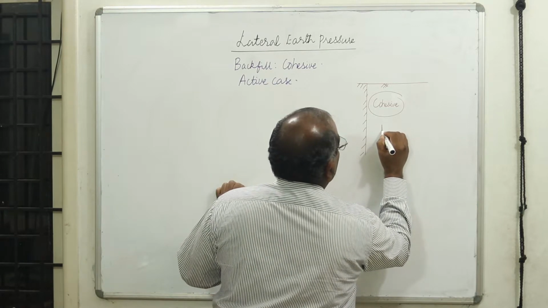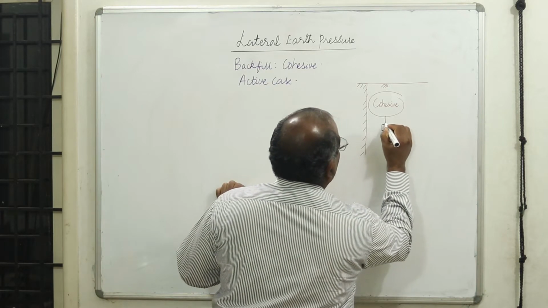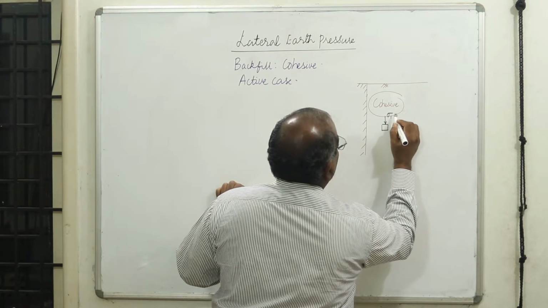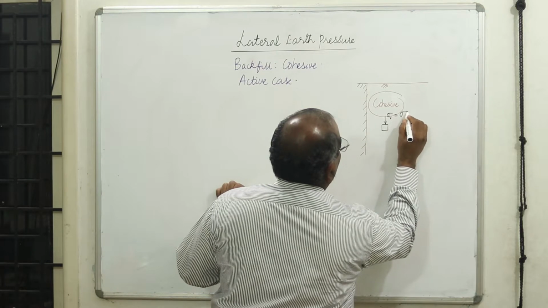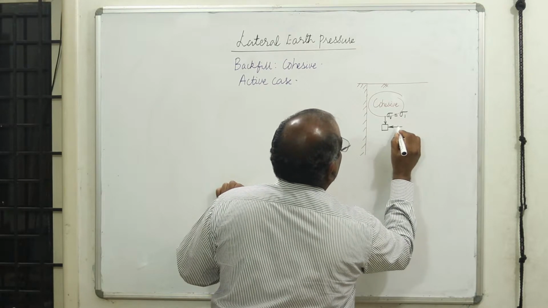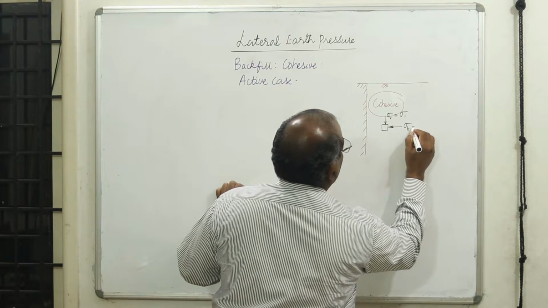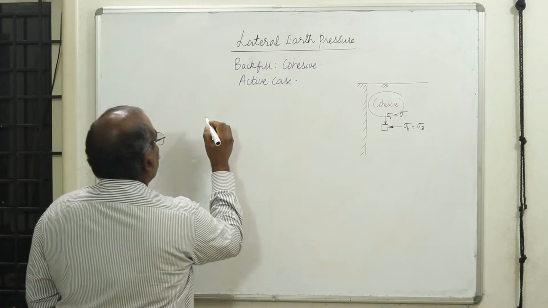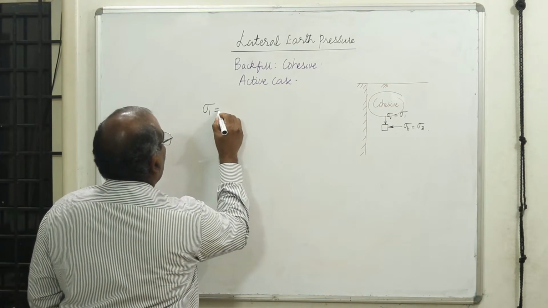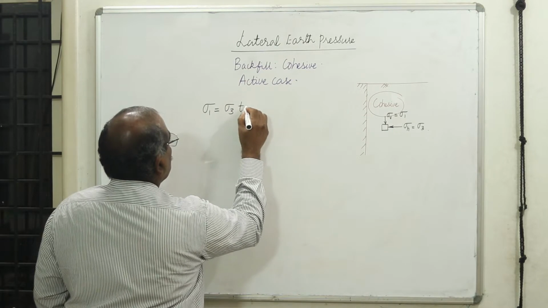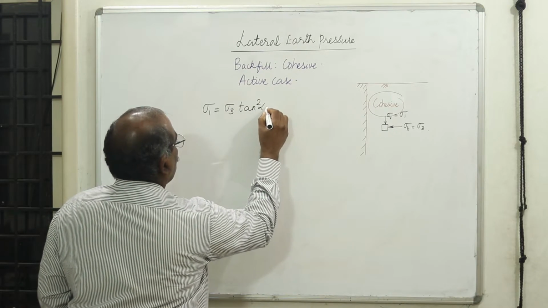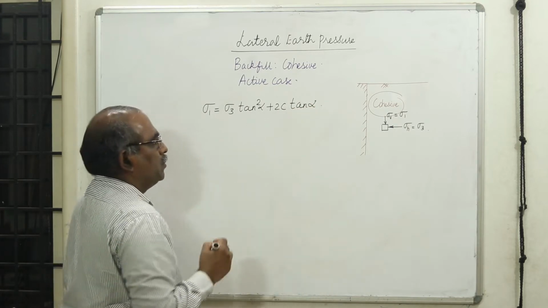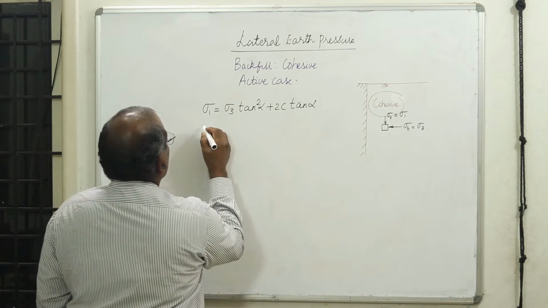If I take any element, this element will be subjected to a vertical pressure, which is sigma 1, and the horizontal pressure is sigma 3. The relationship between the principal stresses at plastic equilibrium is sigma 1 equal to sigma 3 tan square alpha plus 2c tan alpha. Now let us substitute for sigma 1. Sigma 1 is equal to sigma v.